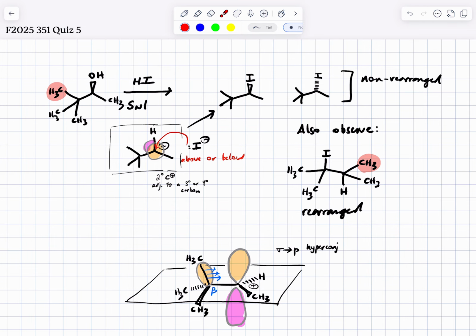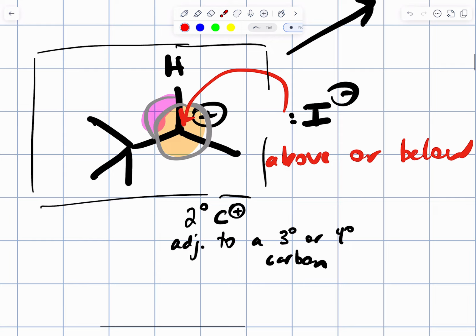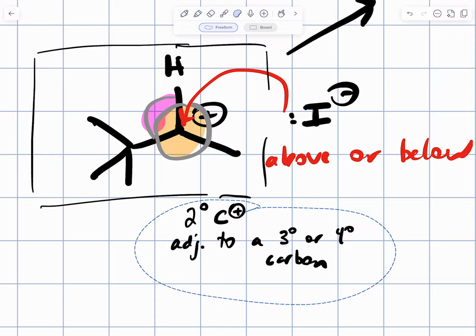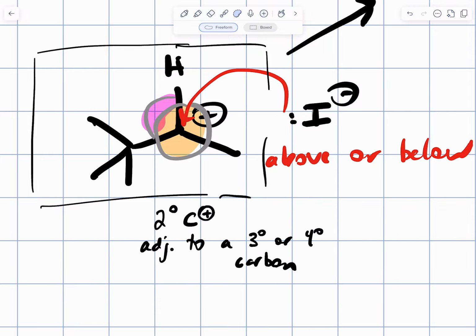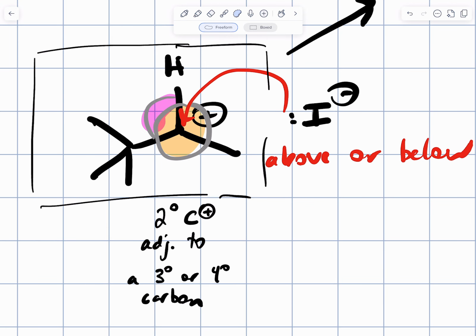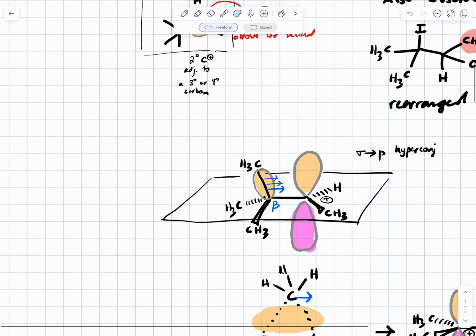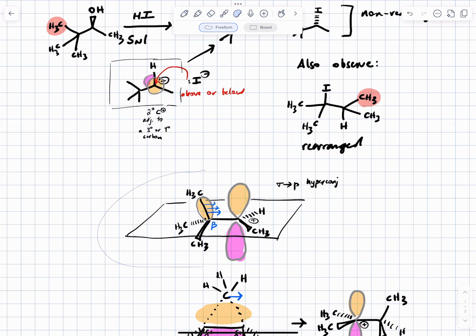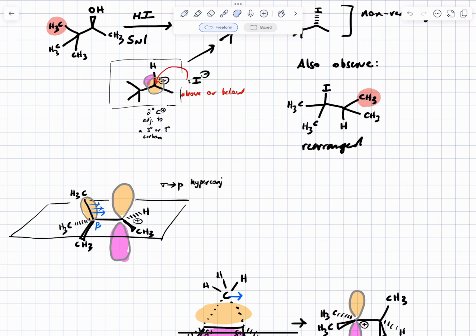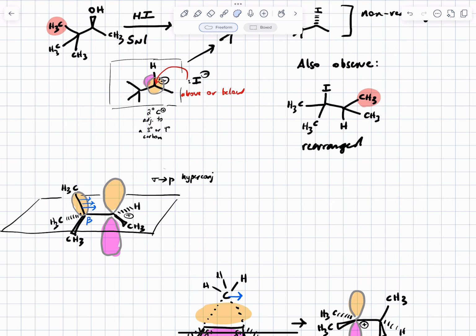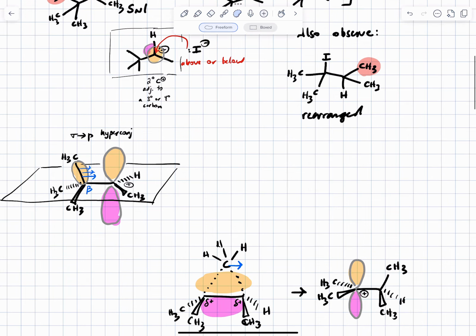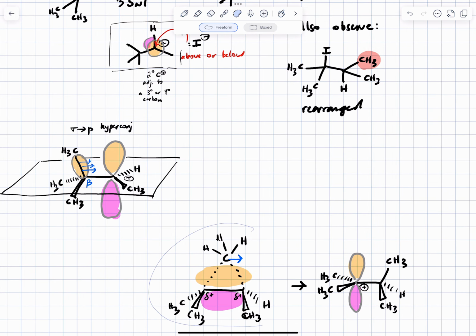has just moved over. And one of the important structural patterns for when carbocation rearrangement can occur is when you have a secondary carbocation adjacent to a tertiary or a quaternary carbon. And the reason this can occur is because of the sigma to p hyperconjugation that allows the electrons in an adjacent carbon-carbon bond to spread out into the nearby empty p orbital.